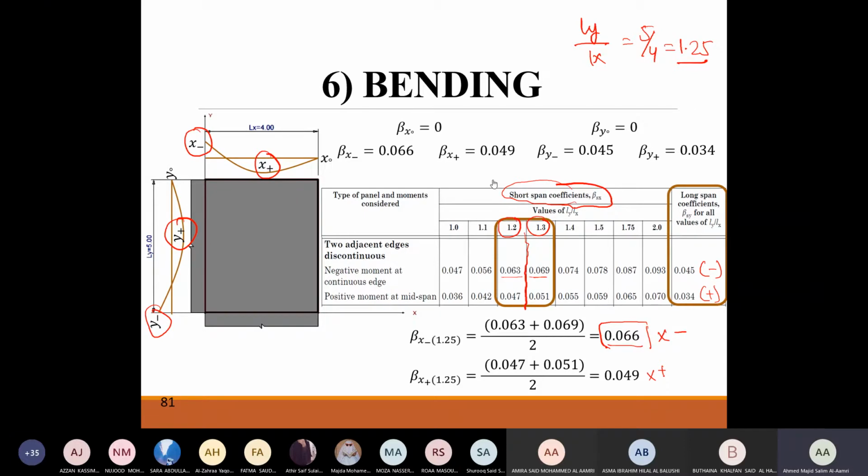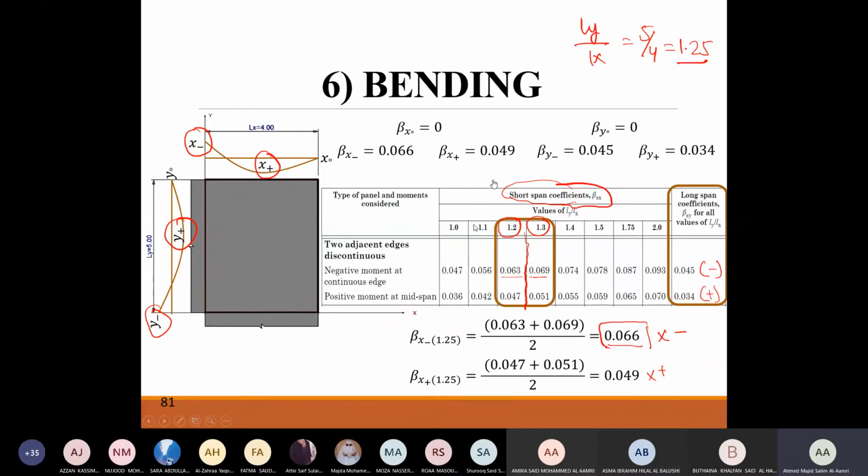No need for interpolation if it's half, Suleiman. If it's half, it's direct. No. If it's 1.43, 1.22, 1.51, 1.62, if it's not exactly in the middle, you need to do interpolation. Once again, Ly over Lx is equal to 1.25.